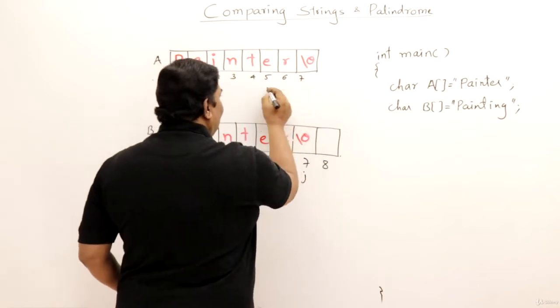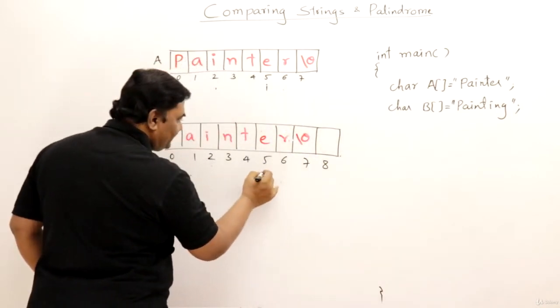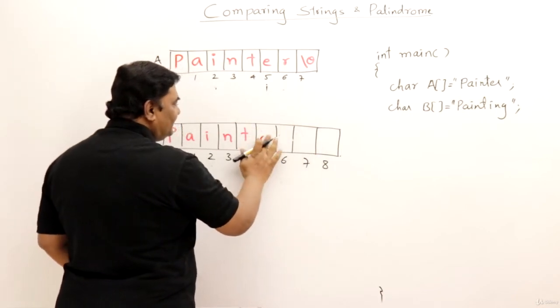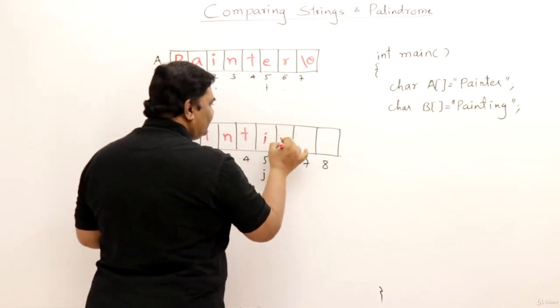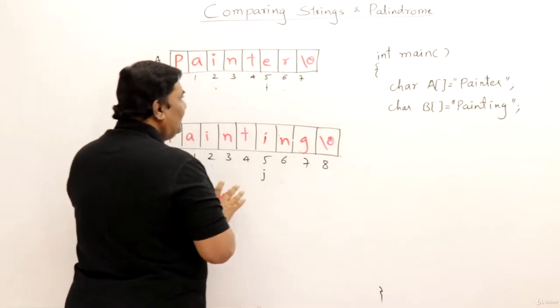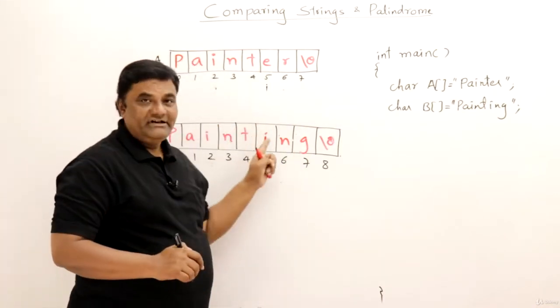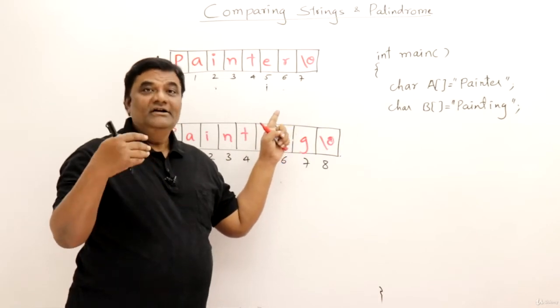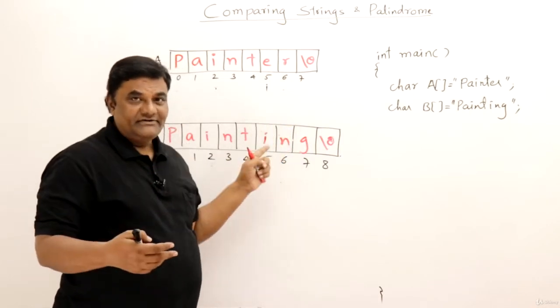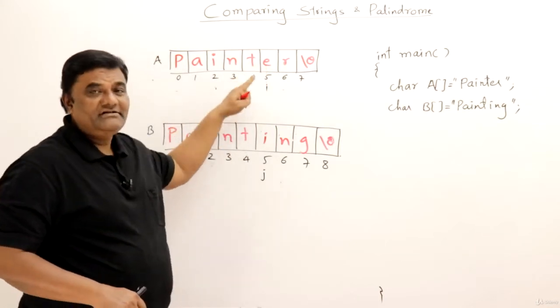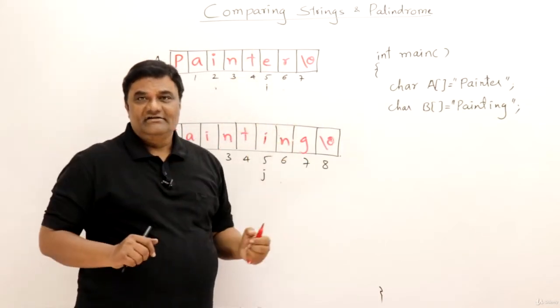Now earlier i was pointing here and j was pointing here, right? So these are not equal, so we will stop here. They are not equal, so we should stop and check. Then the first one is smaller than this one, so we should say the first one is smaller. If suppose you have a bigger alphabet here, then say the first one is greater.